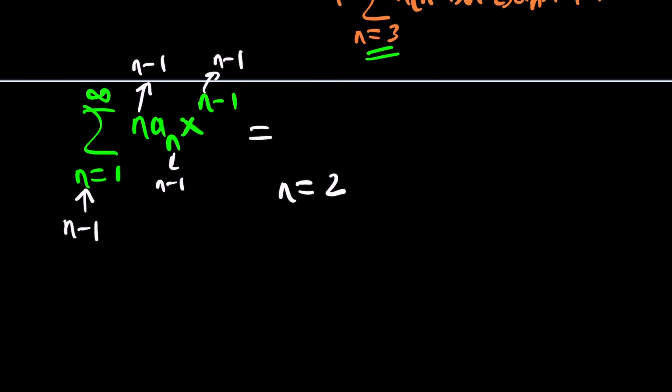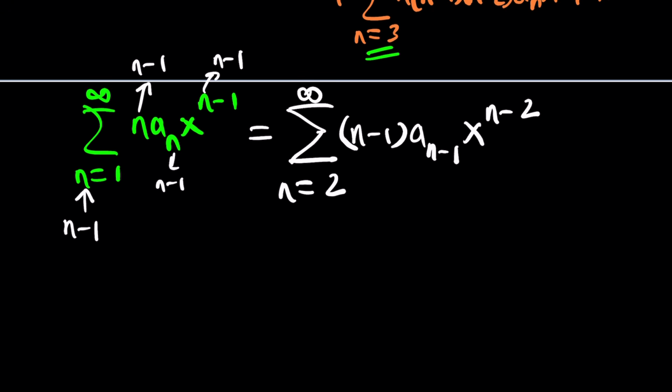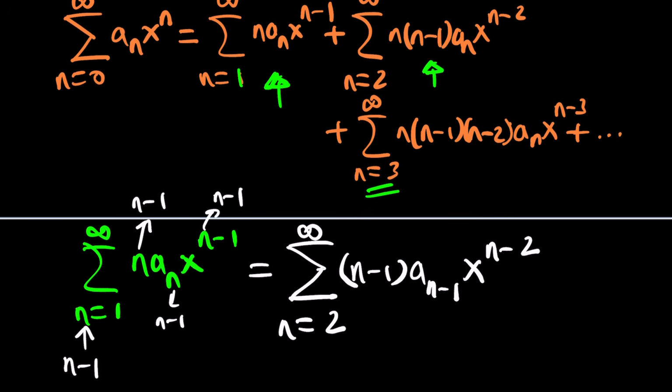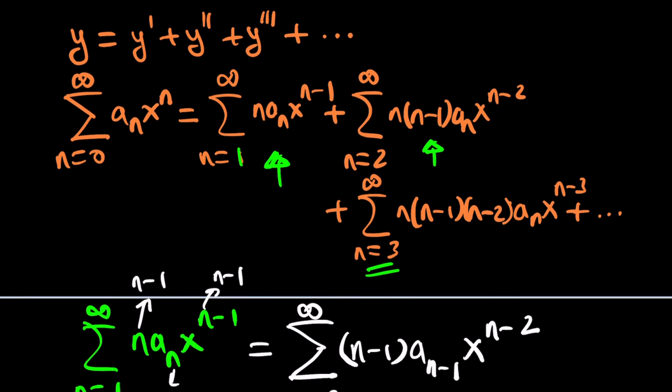The sigma is kind of weird. Let's make it again. To infinity, of course, this infinity is never changed. This is going to become n minus 1, a sub n minus 1, x to the power n minus 2. Now, do you think these two can be added? Well, we have to do it one more time, but just think about the first two terms. They both start with n equals 2.